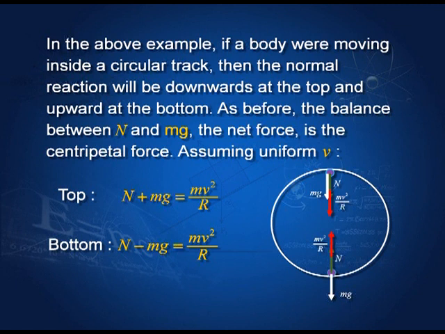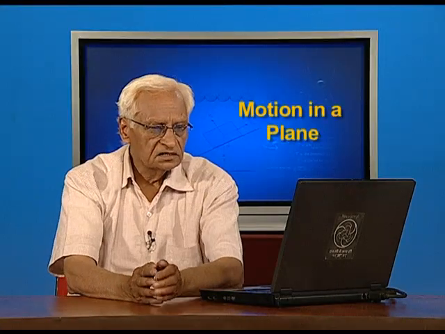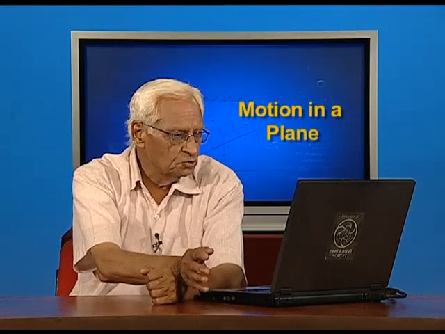We have adopted again a certain convention in which mg is taken negative in the downward direction. So, N plus mg is m v squared by r and N minus mg is m v squared by r. It is all related to the directions. So, you can fix the direction of N or mg or m v squared by r and rewrite these equations, but this is what you would get. Since this is important, let us consider this once again to make things easier for you to understand.